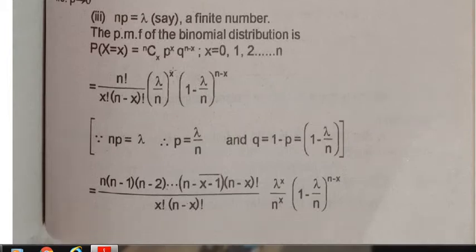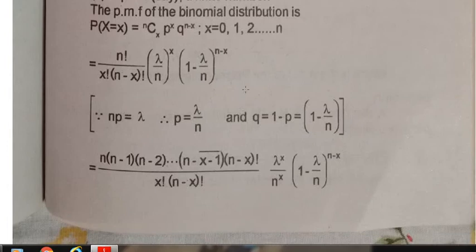By using the definition of combination, nCx will be n factorial divided by x factorial into n minus x factorial. And we consider np equals lambda. This implies p equals lambda by n. And we know that p plus q equals 1, which implies q equals 1 minus p. Therefore, in place of p we write lambda by n, and in place of q we write 1 minus lambda by n.